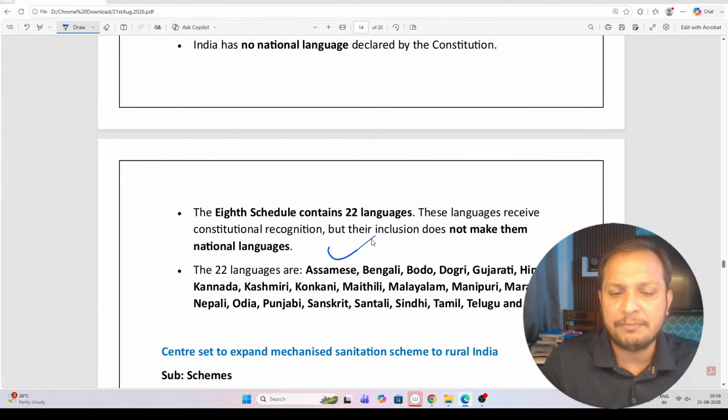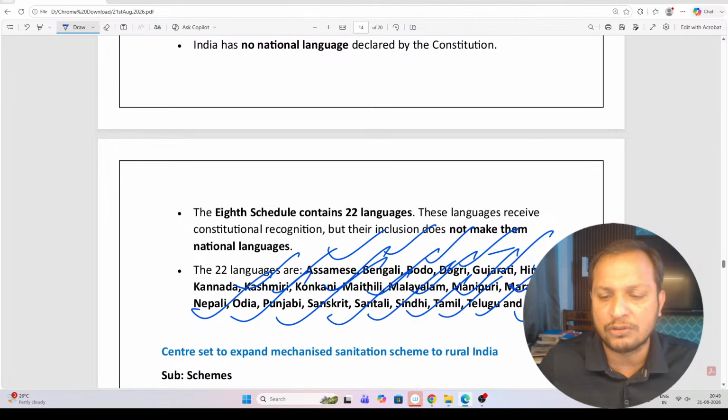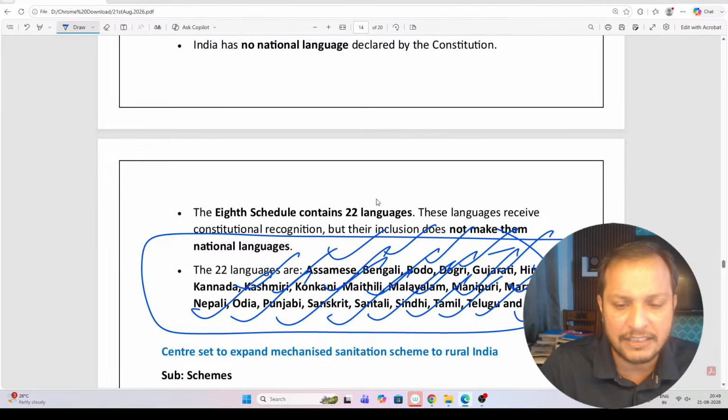We have the Assamese, Bengali, Bodo, Dogri, Gujarati, Hindi, Kannada, Kashmiri, Konkani, Maithili, Malayalam, Manipuri, Marathi, Nepali, Odia, Punjabi, Sanskrit, Santali, Sindhi, Tamil, Telugu, Urdu. These are the 22 scheduled languages, guys.